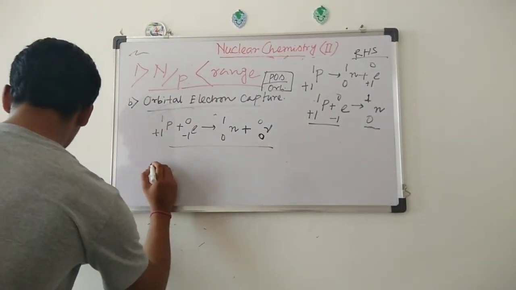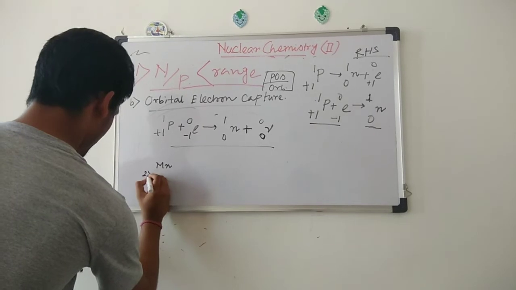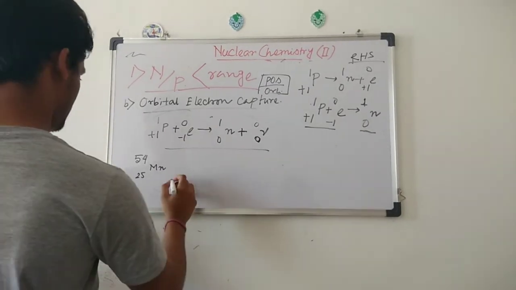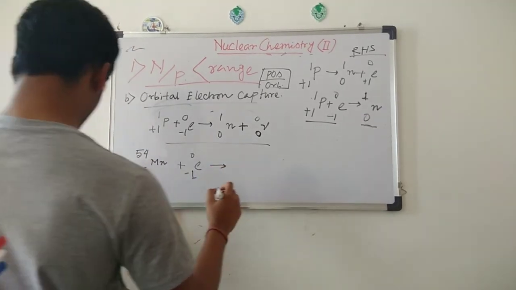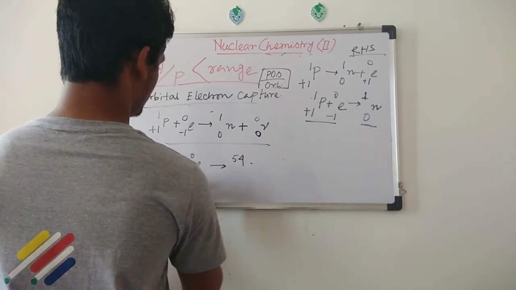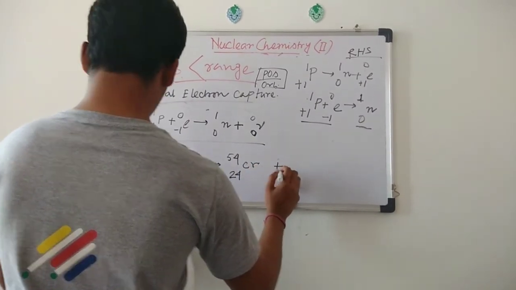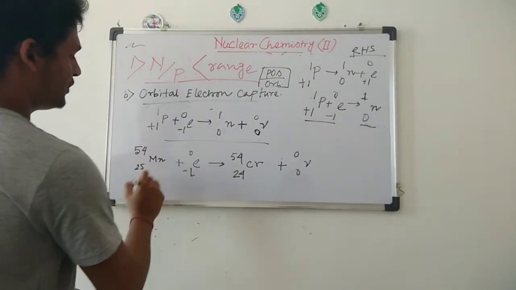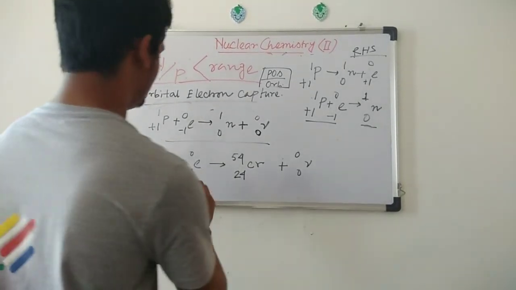So let me take the example: manganese 54 with atomic number 25, plus one electron capturing. The mass number 54 stays the same, but the atomic number decreases because the electron is negative, so it becomes 24. So 24 is chromium plus a neutrino. Now the N by P ratio, I am not reading it over and over, you can find it out on your own. So this is the example.